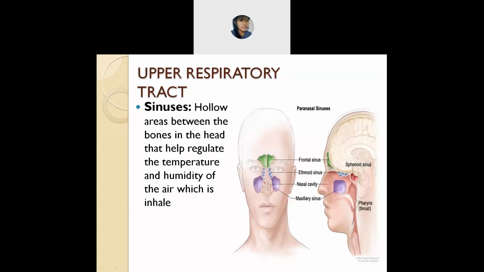Okay, so these are the sinuses that you will find in the upper respiratory tract. What are the sinuses that you will find? Frontal sinus, ethmoid sinus, then maxillary sinus, then sphenoid sinus. So all these types of sinuses you will find in it.